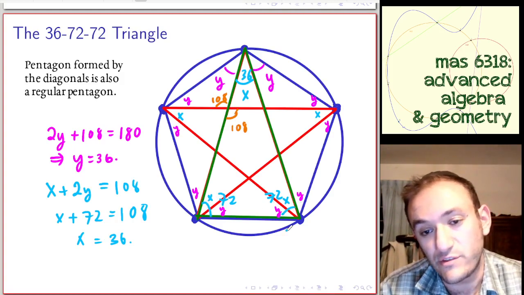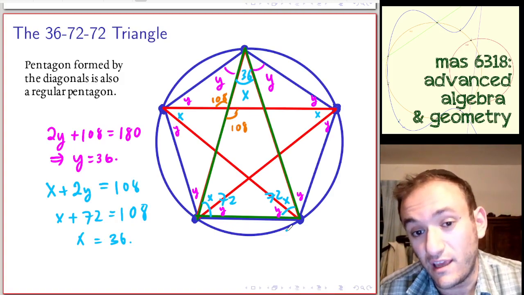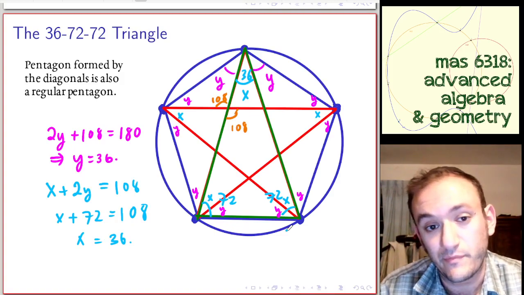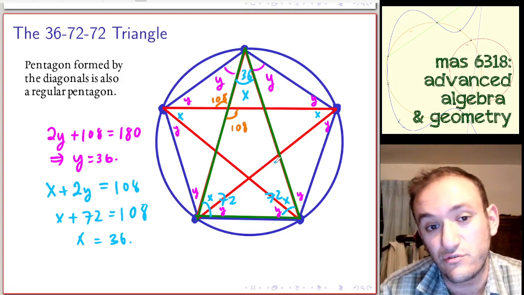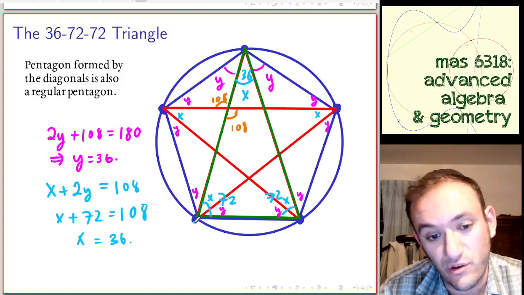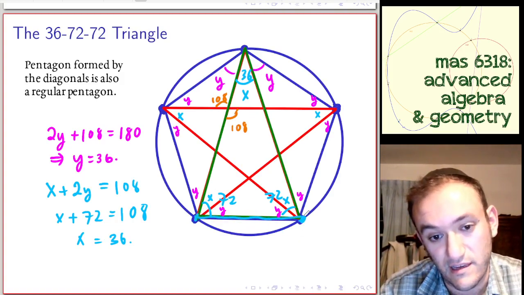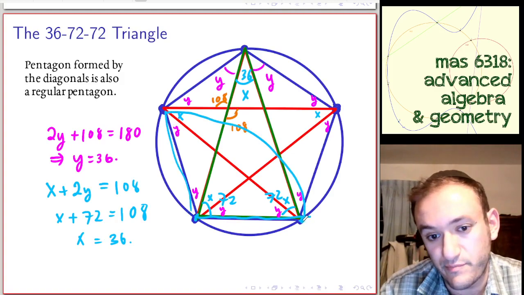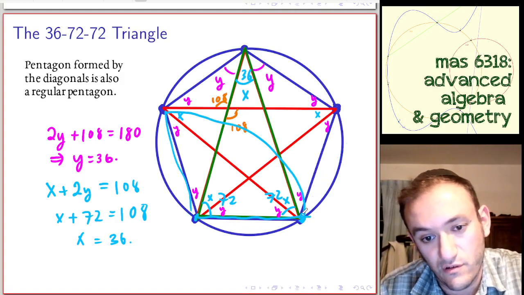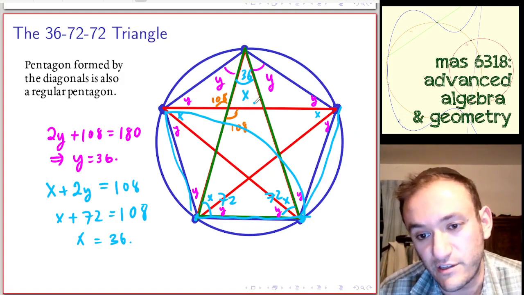Okay? And so that's going to hold the key to building a regular pentagon in a circle. You'll start with the 36, 72, 72 triangle, and then once you know that this is a side of your pentagon, this line segment here, then you just draw a circle and you get it over here. And by the same token, over there, and then you've got all 5 points and you're done.